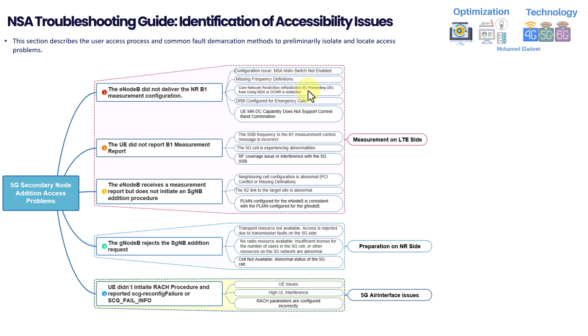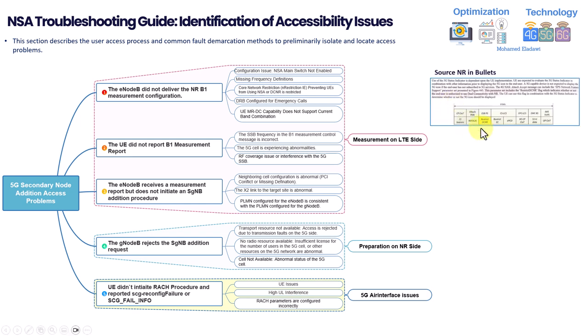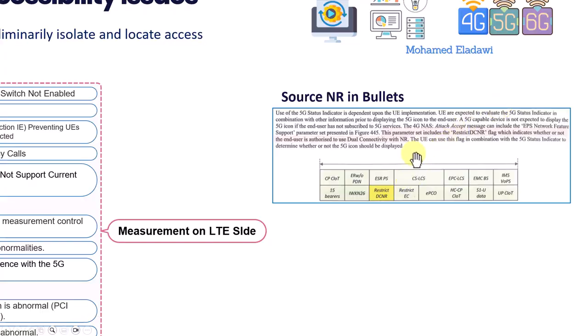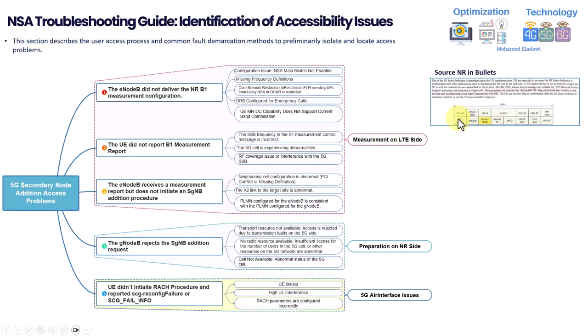So before that, there is one reason I didn't highlight here. For example, in the initial attach message, as mentioned by the source, if you zoom in here, you'll find that sometimes there is an attach accept message. The parameter, this one, restrict DCNR, will be sent from the MME to the user, which indicates that this user is not authorized to use dual connectivity. So sometimes, for the attach message, not only the initial access, you will find this restrict DCNR. So this can also be one of the issues: the user is not allowed to use it.